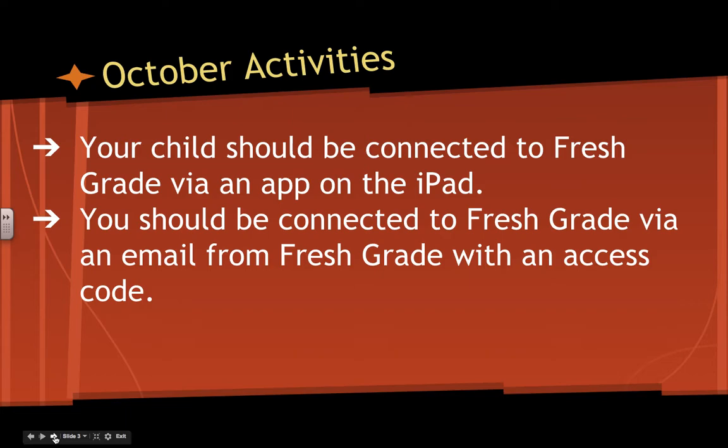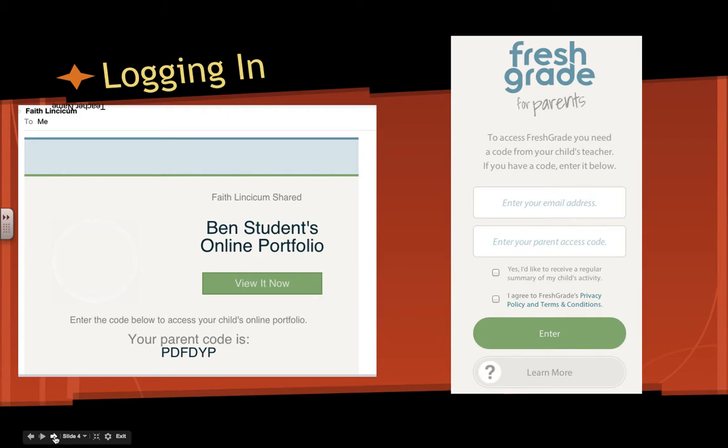As a parent, you should have also gotten an email from FreshGrade prompting you to log in to see your child's portfolio. If you have not gotten this email, but you have consented for your child to use FreshGrade, please contact your child's homeroom teacher to have the email resent. The email that connects you with your child's FreshGrade account is generated and sent by FreshGrade, but it has your child's teacher's name listed as the sender of the email.